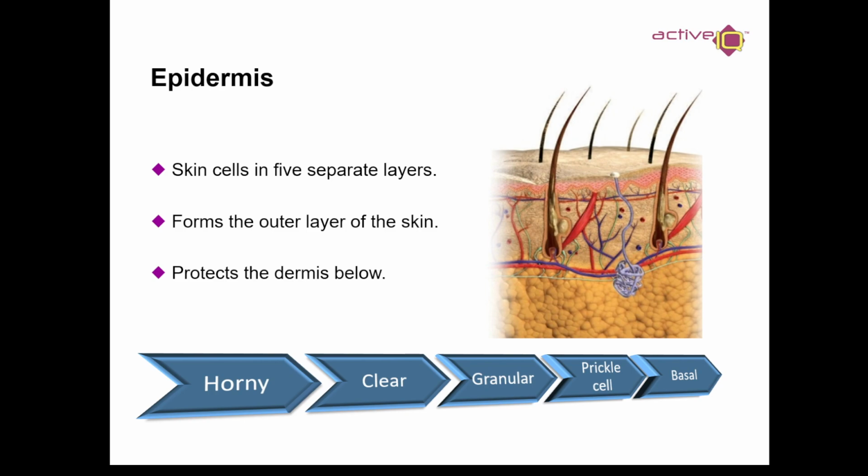So it says there that the skin cells in 5 separate layers form the outer layer of the skin and it protects the dermis below. Again, that's important to know because the dermis is actually really important, and we'll explain in a couple of slides why the dermis is more important out of the two. So the epidermis is that first line of defense. It's the layer that we can afford to damage a little bit because it's there for protection, and we don't want it to go any deeper where it's going to reach the dermis.